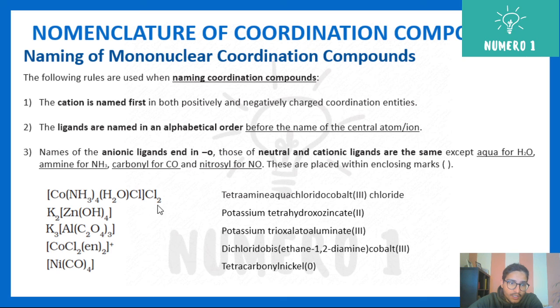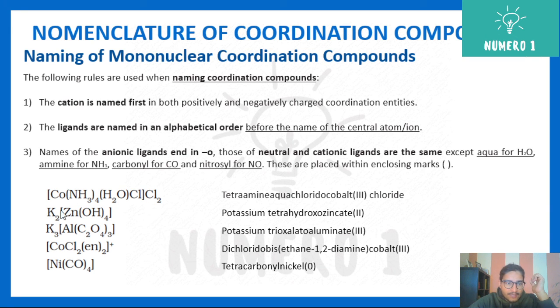One more thing I would like to highlight: we never write how many counter ions are required. You see here there are two chlorides as counter ions, but we do not write how many are required, we just write them. Here you can see K2 is there, K3 is there, but we don't write how many counter ions are required. Potassium is used as the counter ion. The trick here is you should know the charge on the coordination part, and the counter ion will be adjusted accordingly.